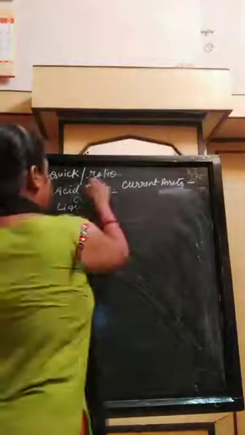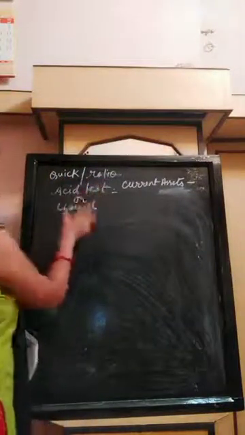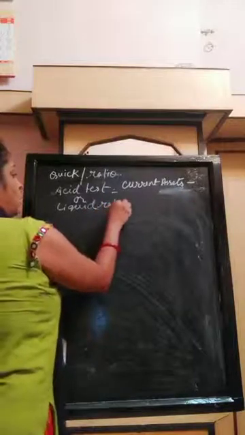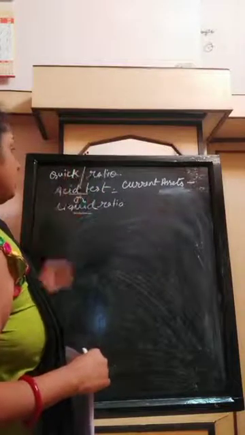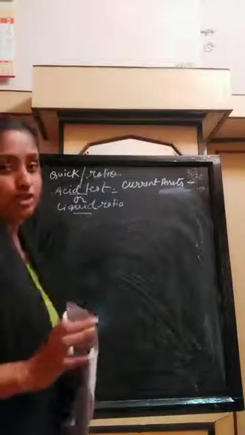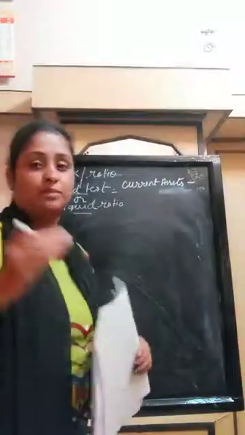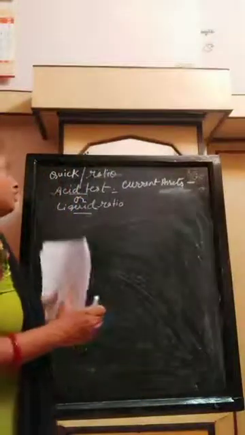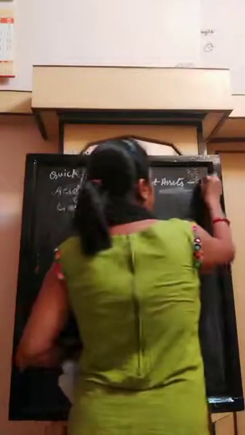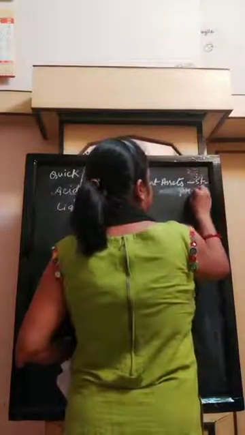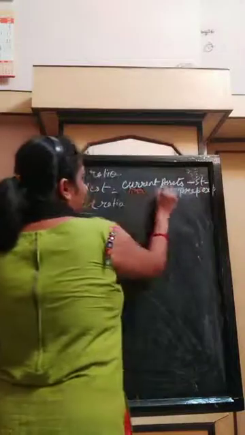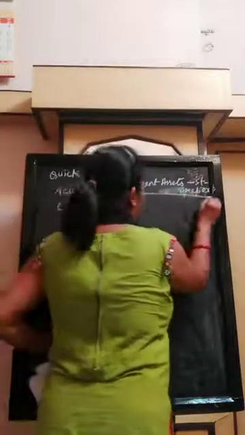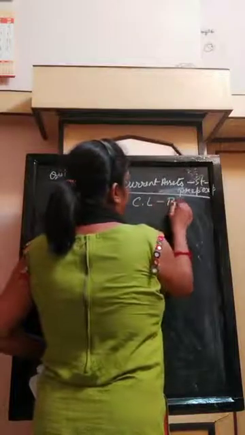Quick ratio can again be termed as acid test ratio or liquid ratio. This is the other name given to quick ratio. The formula is quite similar to current ratio. The formula of current ratio was current assets divided by current liabilities, and here the formula of quick ratio is current assets minus stock minus prepaid expenses, divided by current liabilities minus bank overdraft. This is the formula of quick ratio.